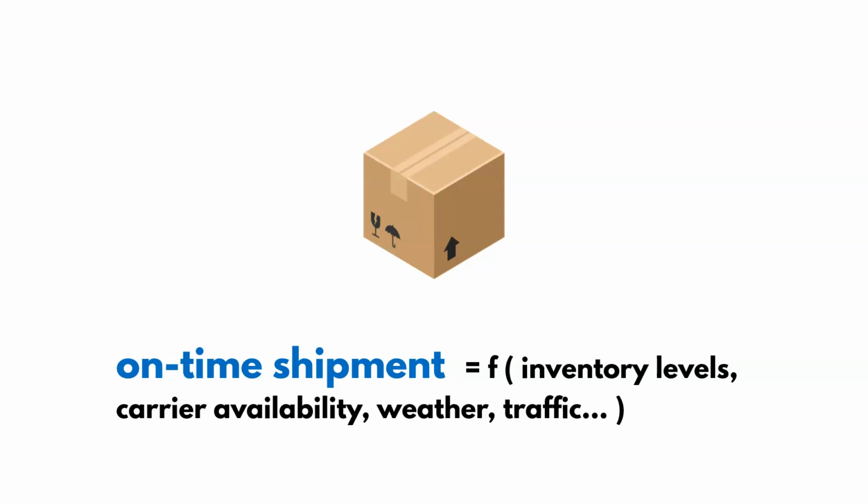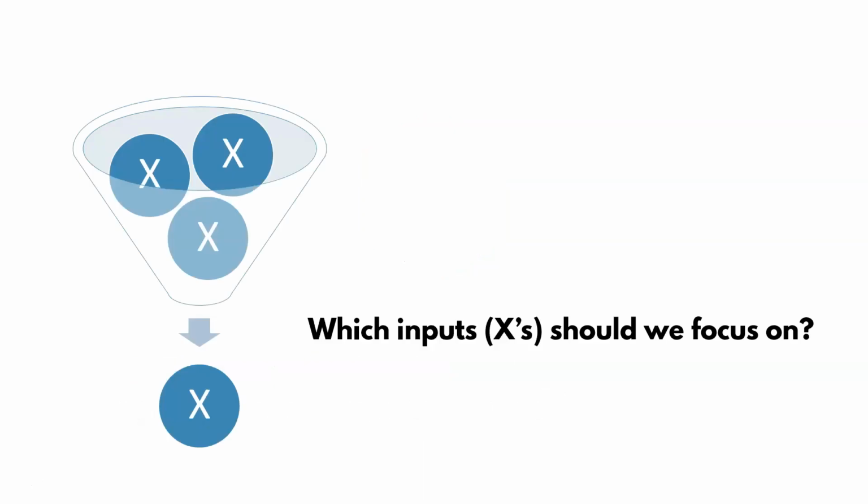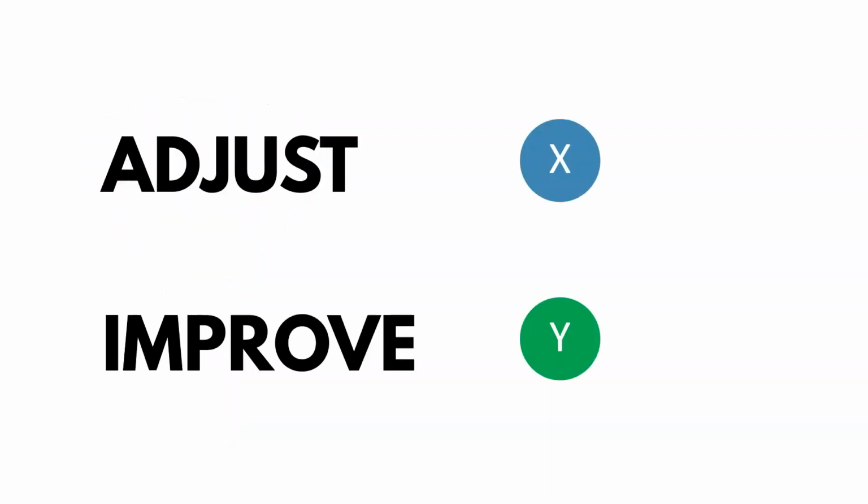And over time, as we go through the DMAC lifecycle, we're thinking about which input we should focus in on. Which ones should we be tweaking to improve the output or get the output we're seeking? And so we're often adjusting our x's to improve our y, our output.